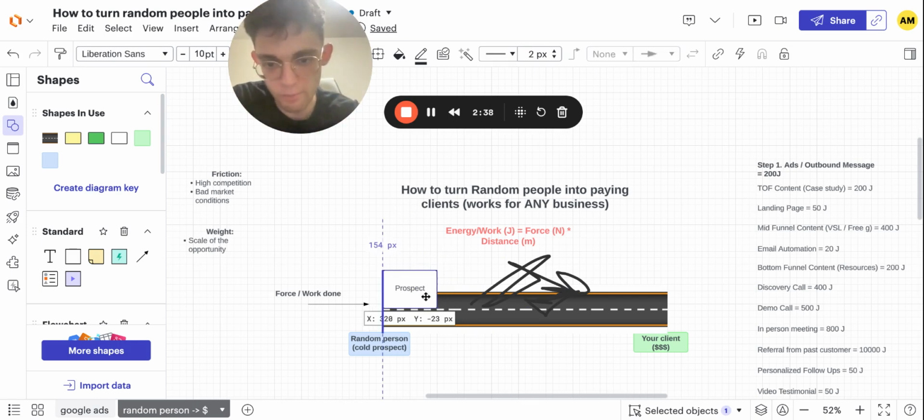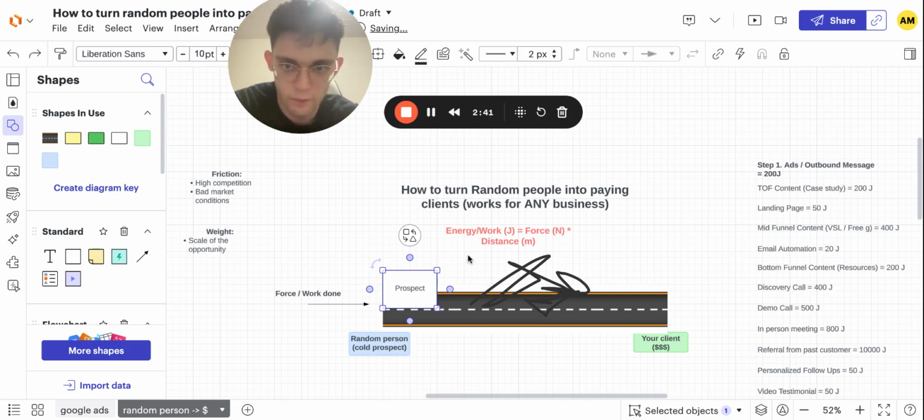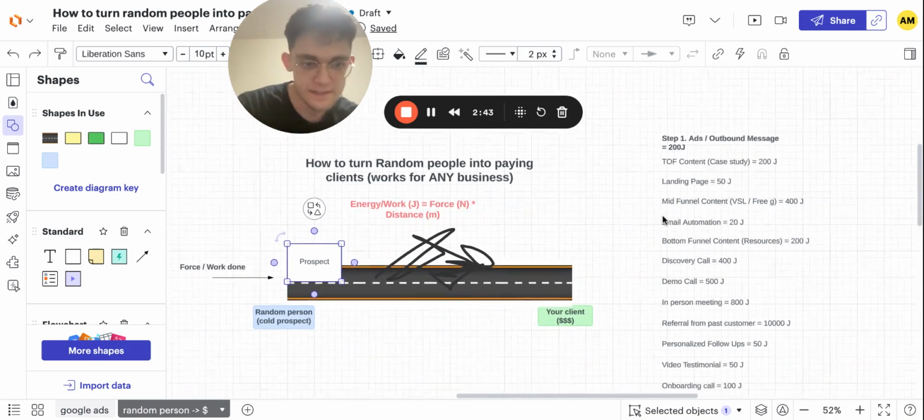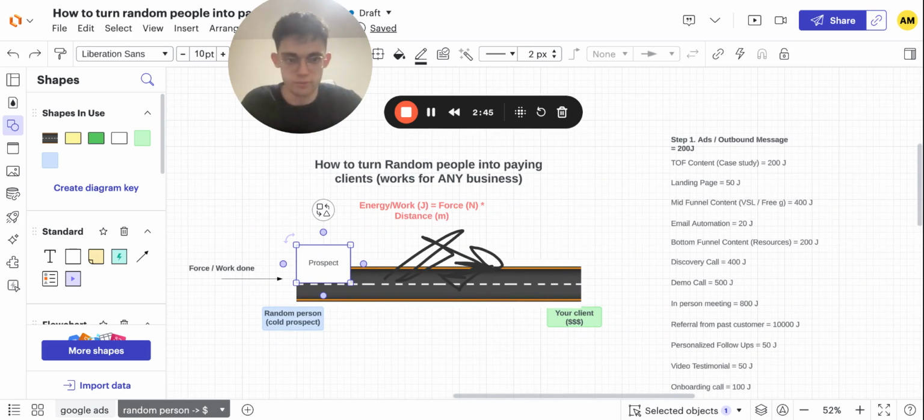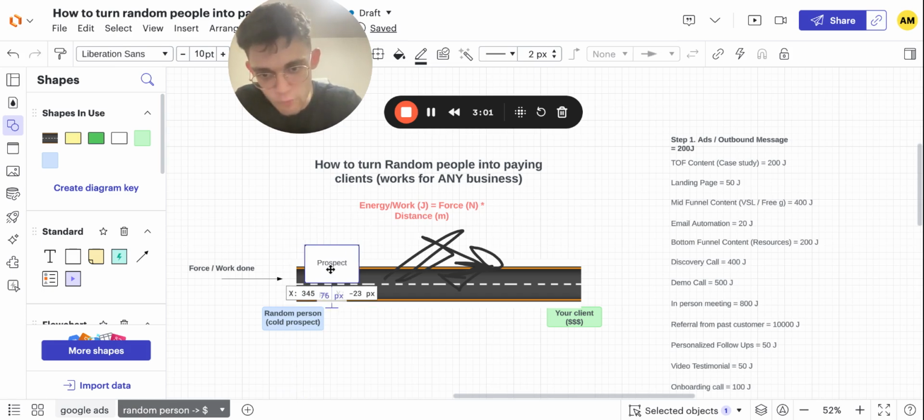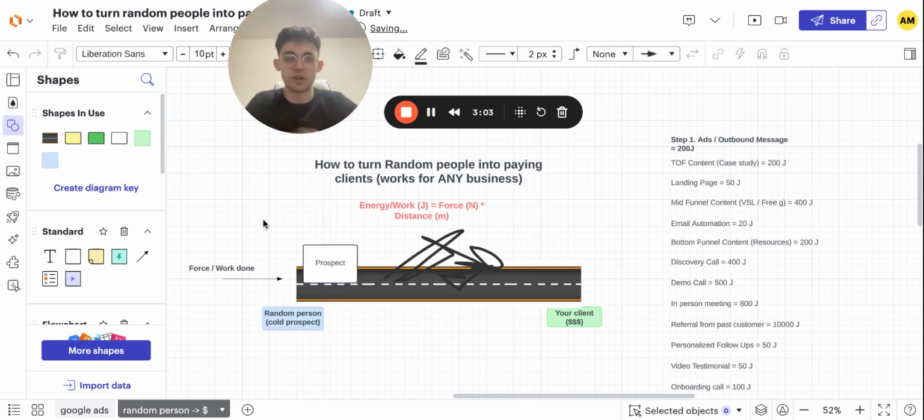Now, how do we actually do this? How can we push this prospect all the way down this road? The first step is some kind of outbound message or ad or anything where the prospect is able to find you, able to find that your offer exists. Might be a cold call, might be a DM, you sending your offer. The prospect sees your offer, and they move a little bit closer. Not too close. Some people think that's enough. It's not.